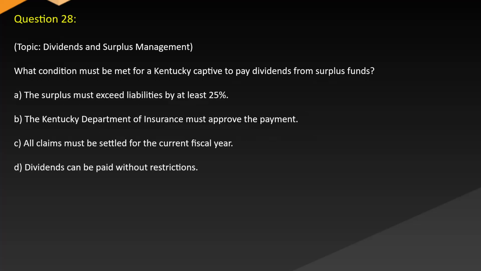Question 28. Topic: Dividends and surplus management. What condition must be met for a Kentucky captive to pay dividends from surplus funds? A. The surplus must exceed liabilities by at least 25%. B. The Kentucky Department of Insurance must approve the payment. C. All claims must be settled for the current fiscal year. D. Dividends can be paid without restrictions.